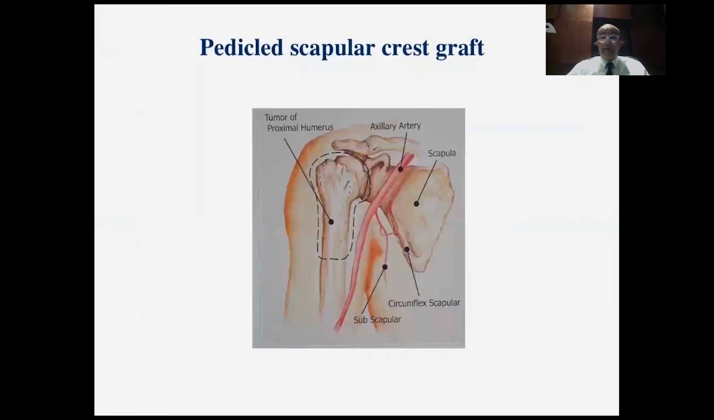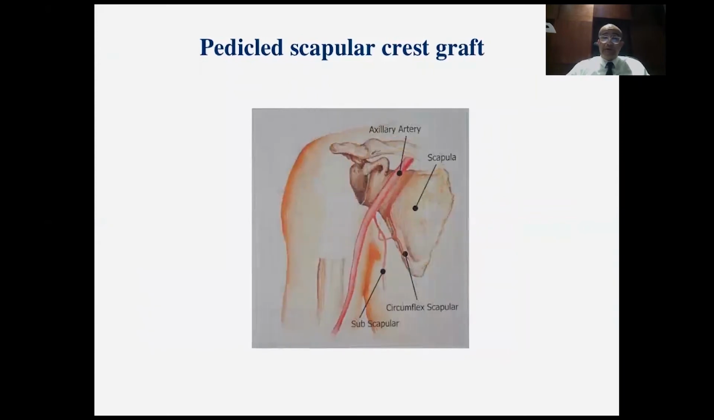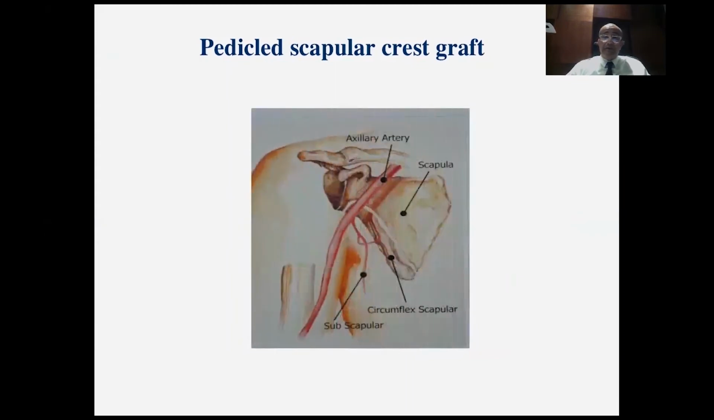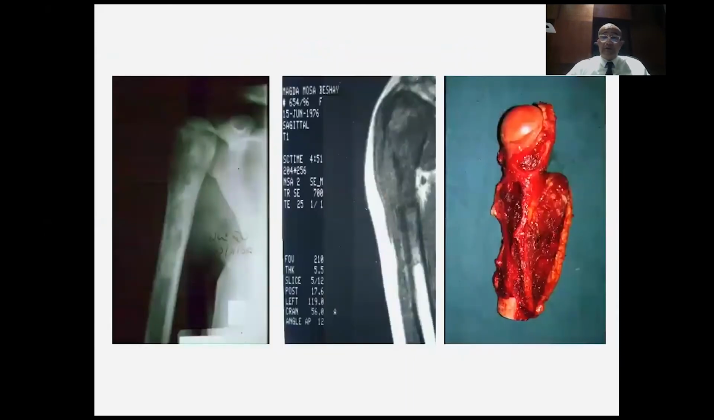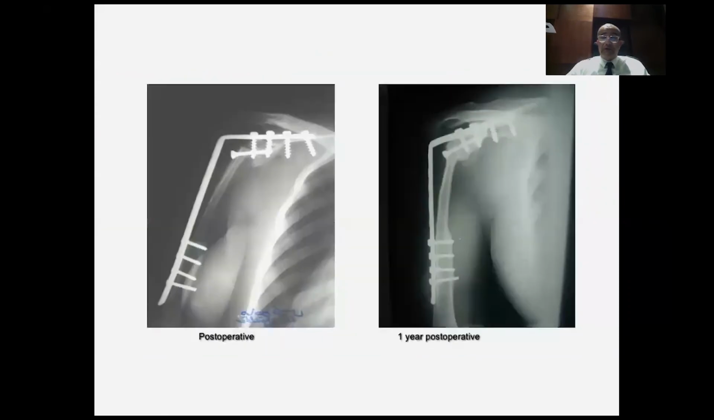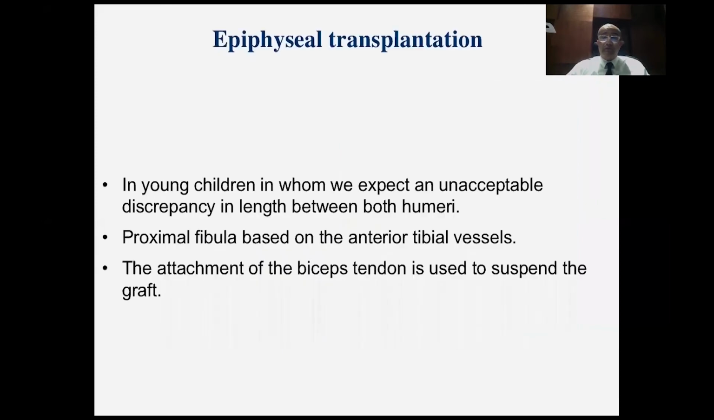Another technique for reconstruction is the pedicled scapular crest graft, which is the lateral border of the scapula based on the circumflex scapular vessel, and we use it to reconstruct the proximal humerus, like in this case of an osteosarcoma of the proximal humerus. And you can see here the pedicled scapular crest with shoulder fusion.